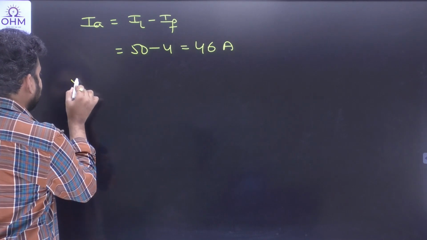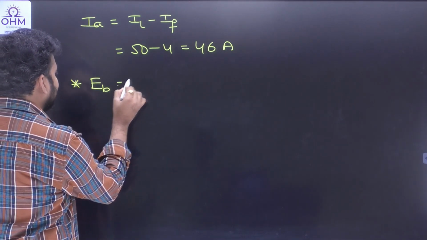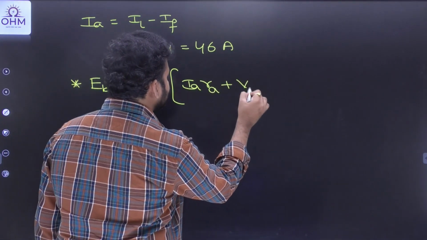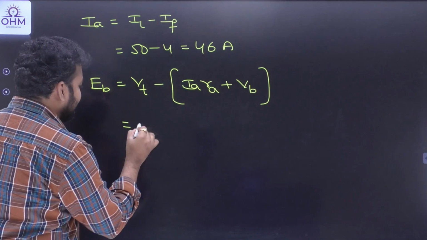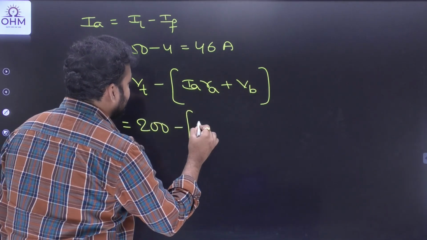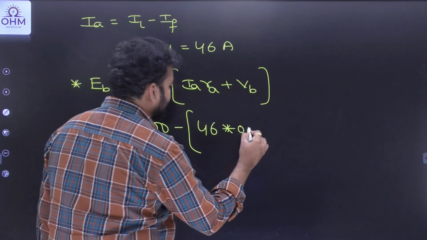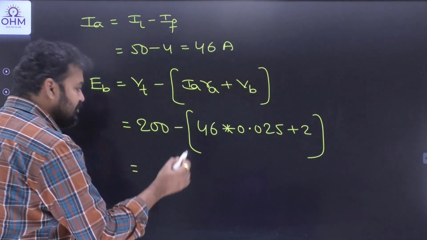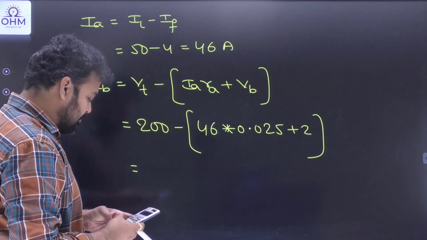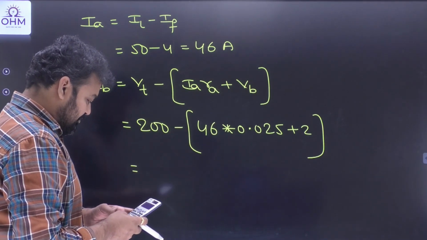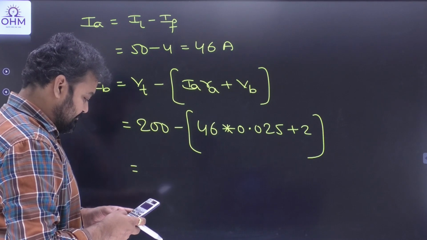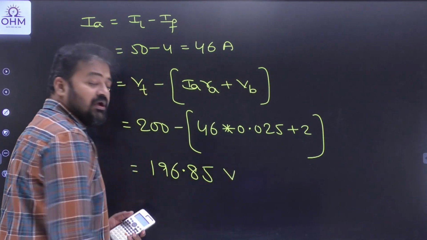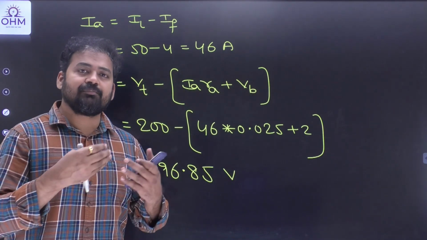Now calculate the back EMF of the motor. What is the formula for back EMF? Vt minus Ia Ra plus brush drop also. So Vt was 200 minus Ia 46 into 0.025. Brush drop is 2 volt given in the problem. So you will get the back EMF here. So let me do it. 200 minus 46 into 0.025, minus 2. Yes, it is 196.85 volt.